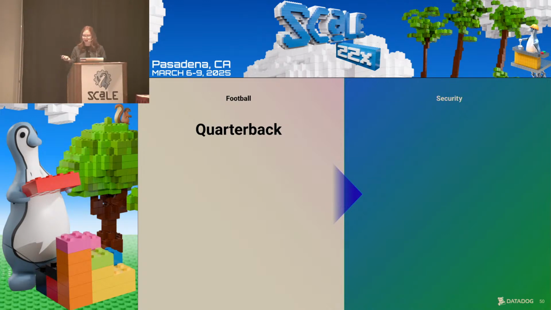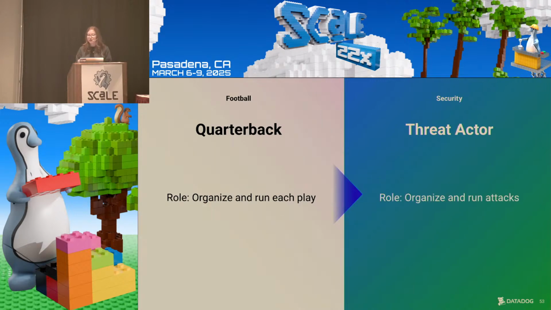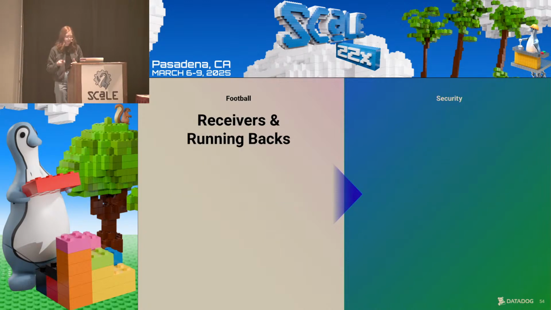We've got our quarterback. And now, if you're not familiar with football, this is the person who's normally throwing the ball. But they essentially organize and run each play. They tell everyone else on the field what they're going to do. And now if you want to guess, this is just like our threat actor. They are organizing and running attacks. So our quarterback could be our threat actor. And since all plays go through the quarterback, all plays go through our threat actor.